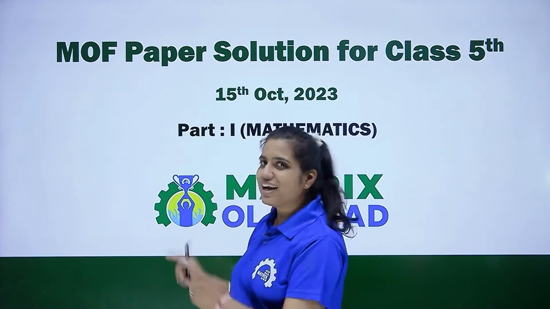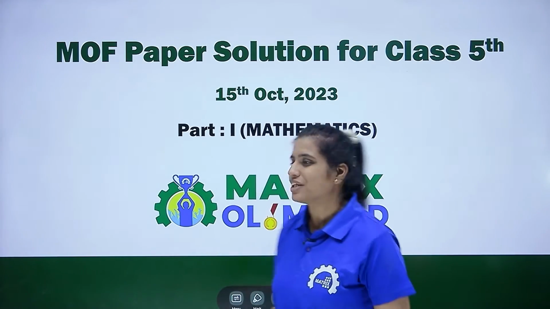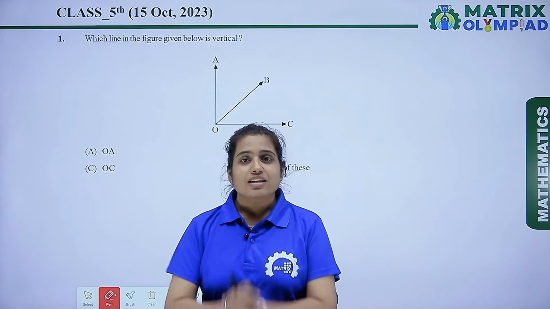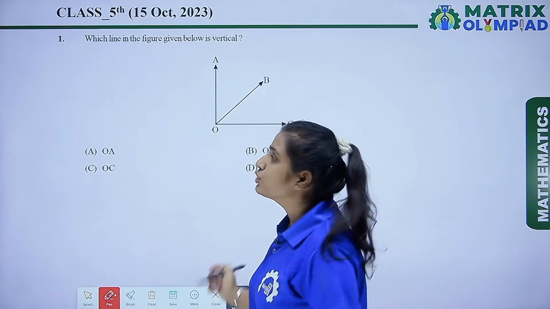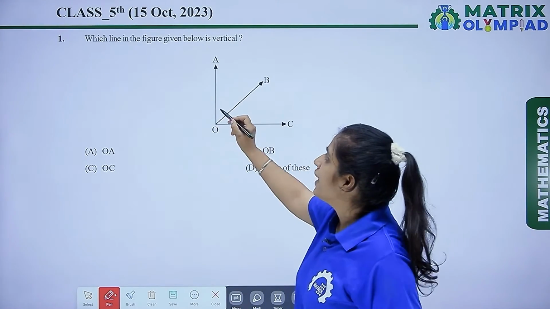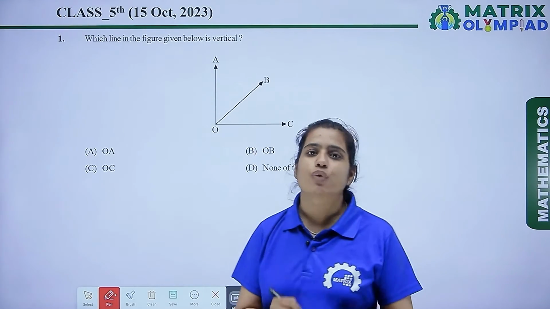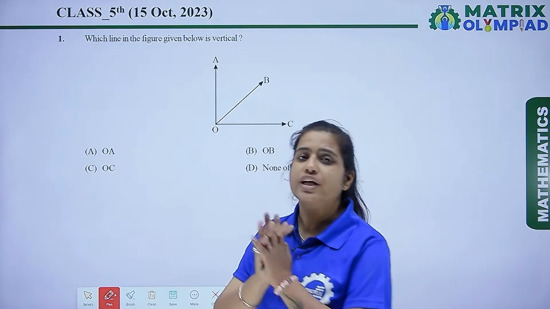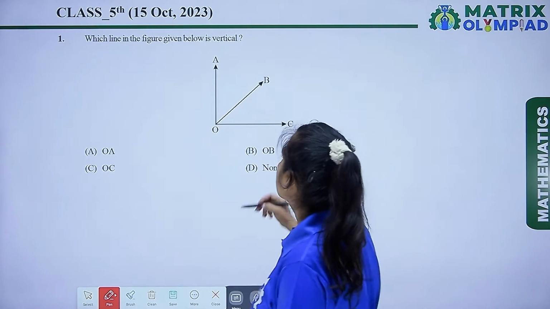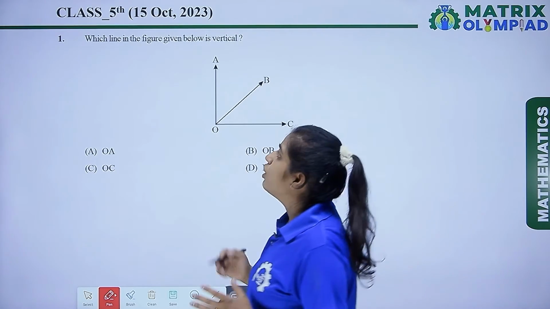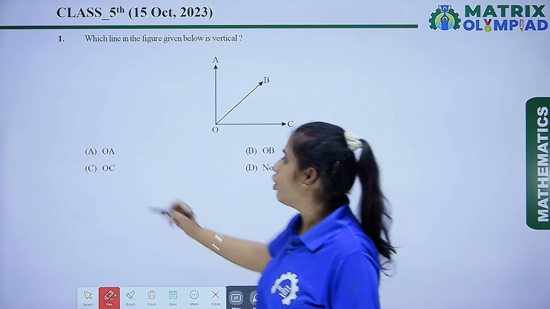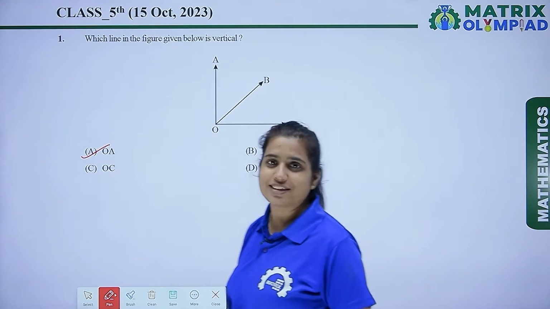So let's start the discussion of the paper. Now let's start the first question of the paper. First question is, which line in the figure given below is vertical? कौन सी line इसमें vertical line है? तो आपको ये बताना है vertical line क्या होती है? Standing line. So here OA is the vertical line here. Here option A is the correct answer.